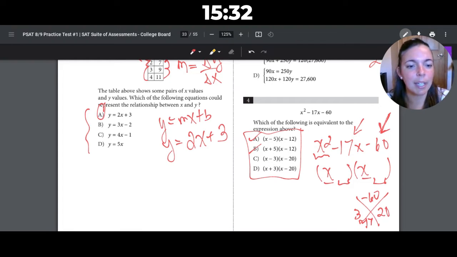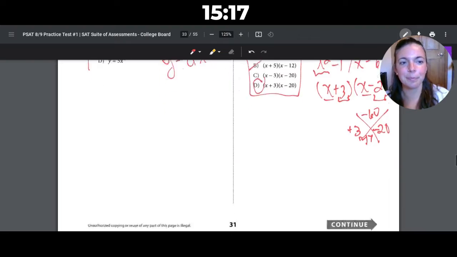So which one has to be negative to give me negative 17 when I add them together? That would have to be the larger one. So it'd be negative 20 and positive 3. So x plus 3, x minus 20 is equivalent. Okay, so we just had to factor there.